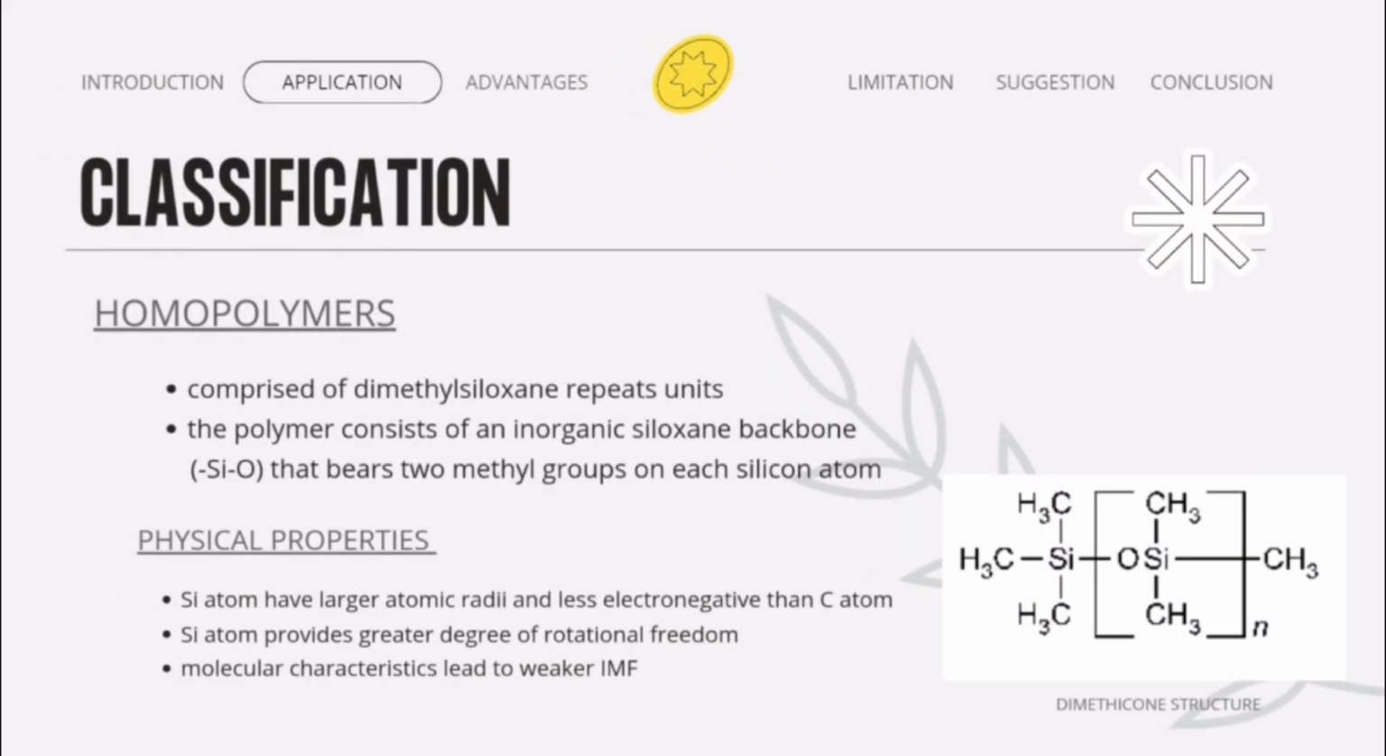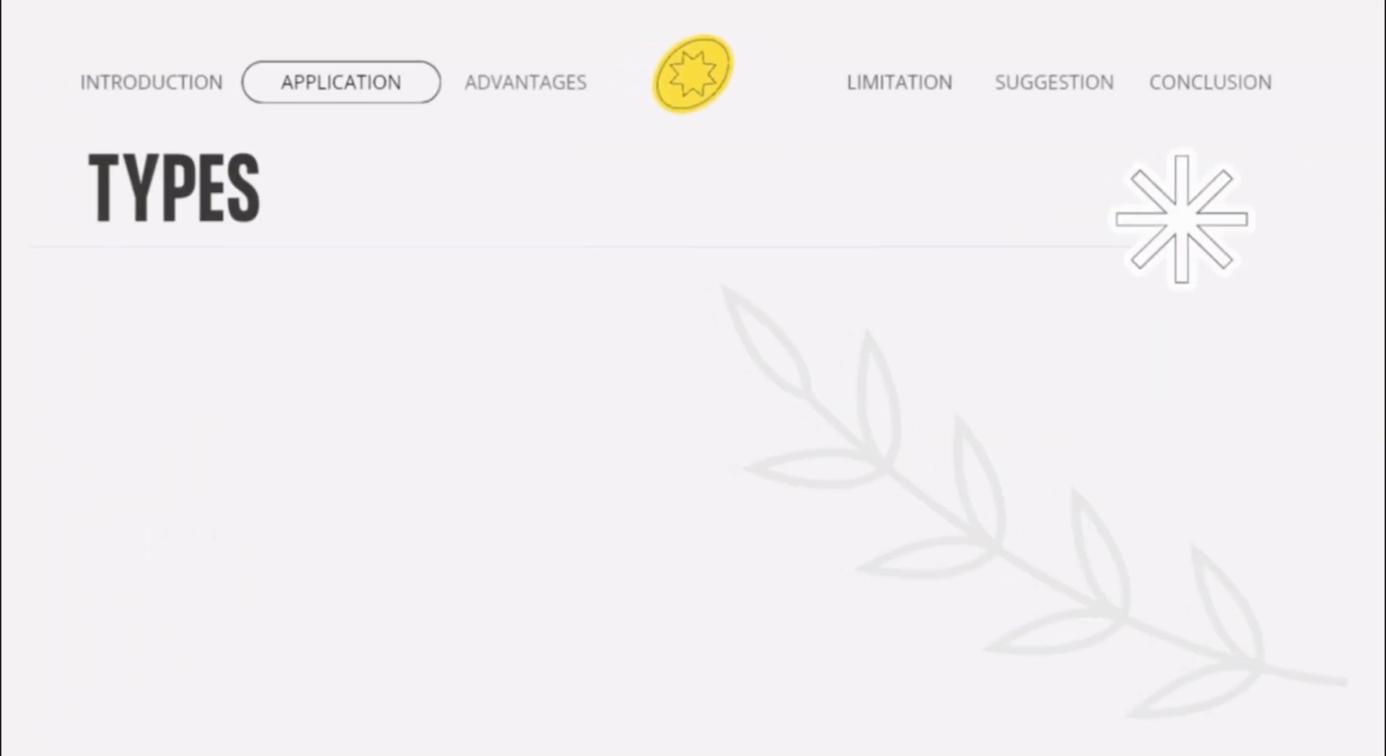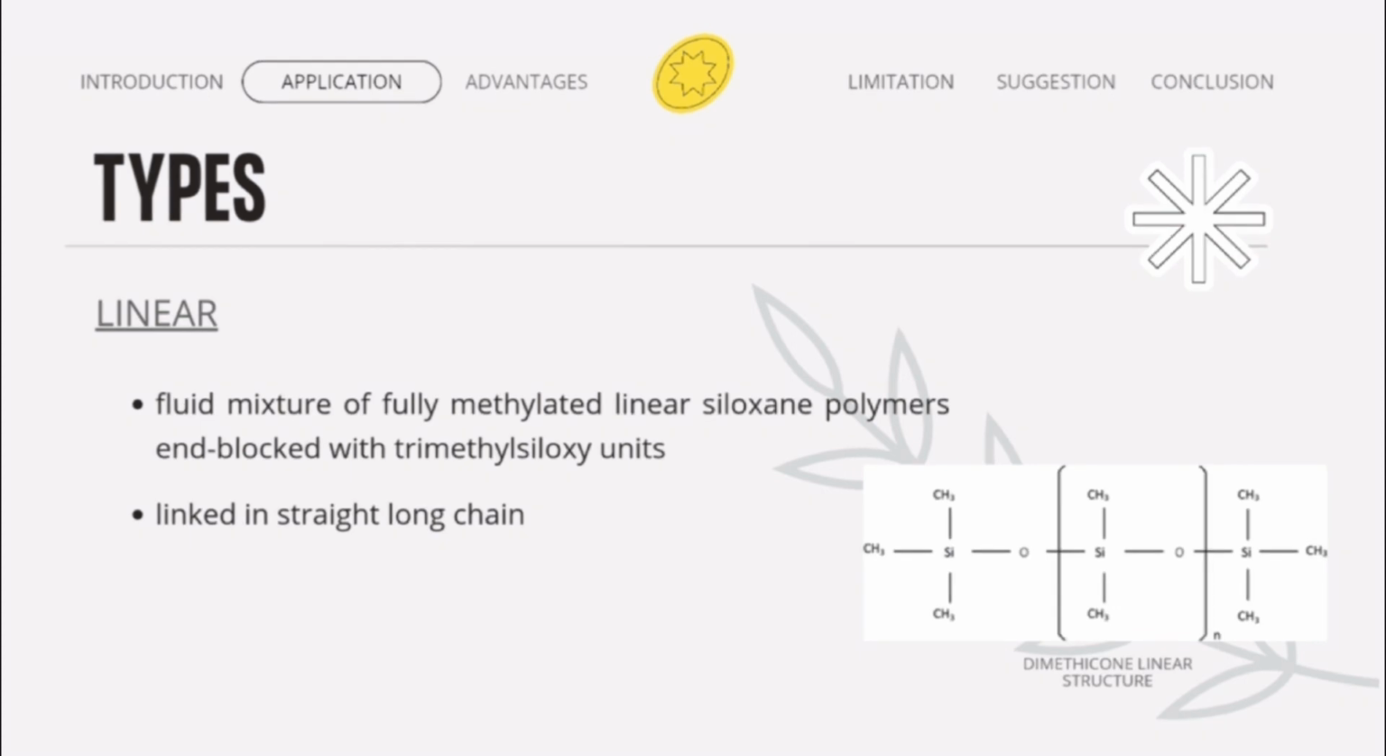Dimethicone is a hybrid inorganic homopolymer that comprises repeat units of dimethylsiloxane. The polymer consists of an inorganic siloxane backbone that bears two methyl groups on each silicon atom. Dimethicone is a liquid mixture of methylated linear siloxane polymers with block ends of trimethyl units. These polymers attach to each other in a straight long chain.